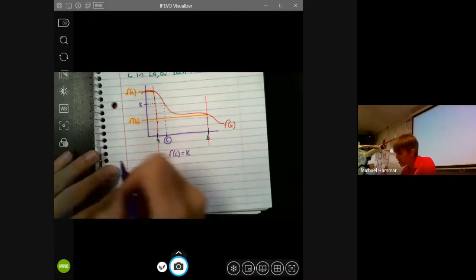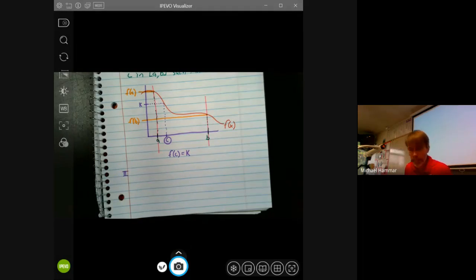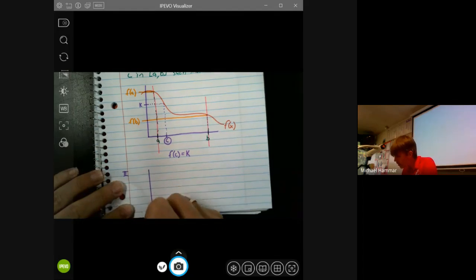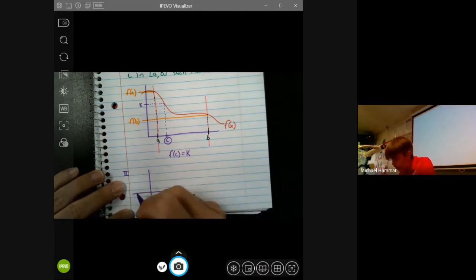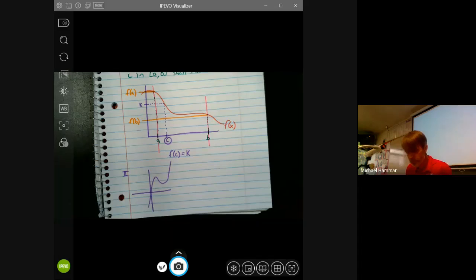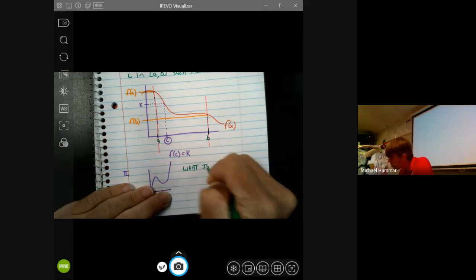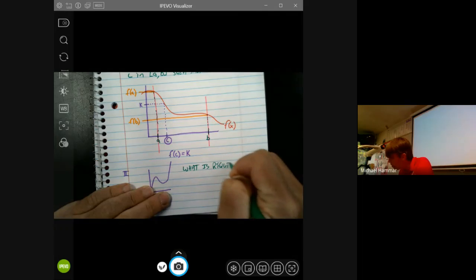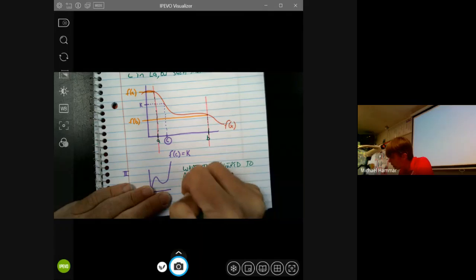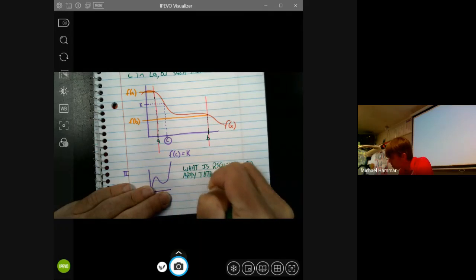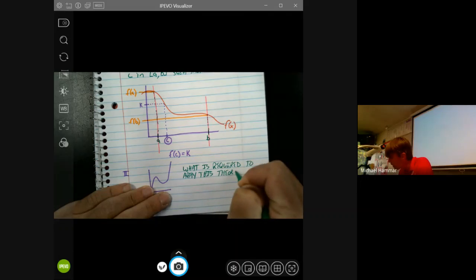So let's start applying this. Let's apply this theorem to a couple of problems. First of all, let's draw a quick little sketch of this function, and it's just going to go like this. Now, let me ask you a couple quick questions. What is required to apply this theorem?